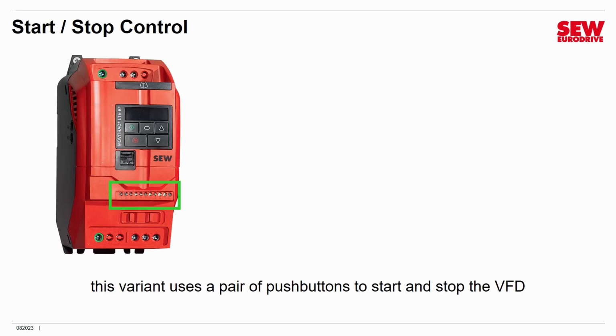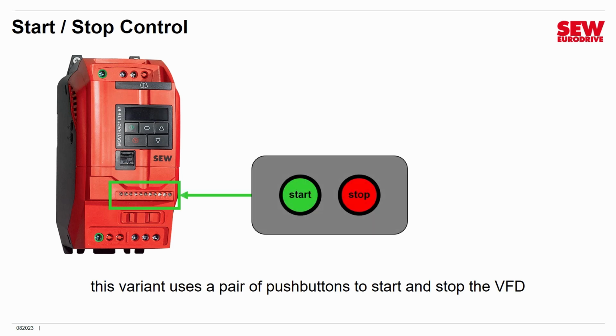There are actually two different variants of push button control. The one we're going to look at first is called start-stop control. It uses a pair of push buttons to start and stop the VFD, sort of like this, and they would be wired in this way. You would connect the start button, which is a normally open push button, to 24 volts on one side and digital input 1 on the other. The stop button is a normally closed push button, and it is wired to 24 volts and digital input 2.